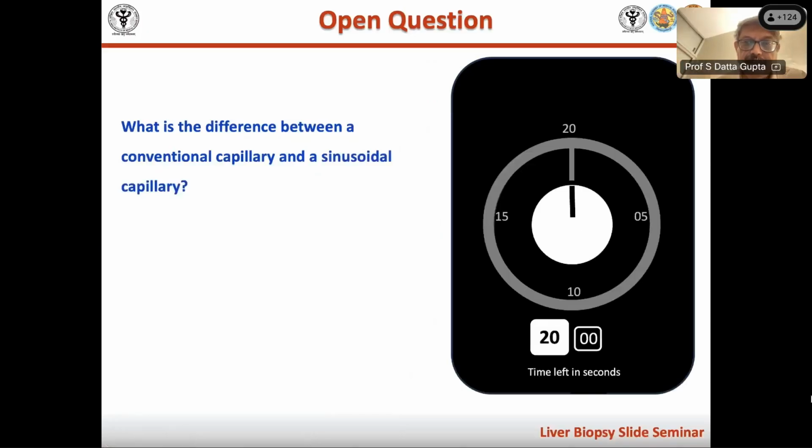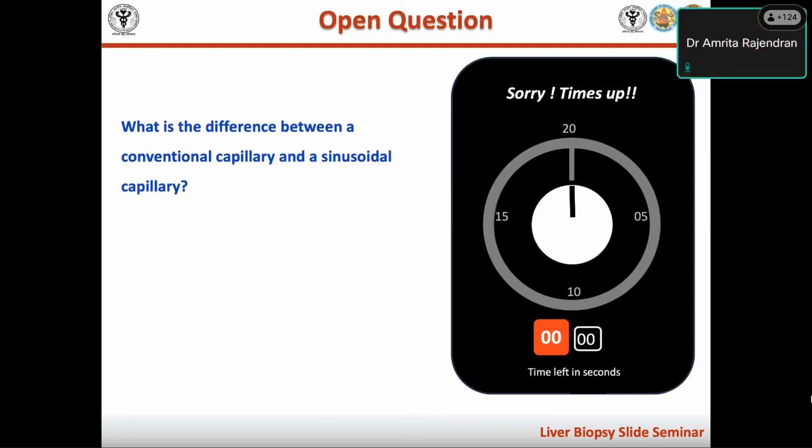So now, residents, anyone, including third years: difference between conventional capillary and sinusoid, open to all. I have been talking only about sinusoid. Anybody has written anything, Ruchi? So nobody has written anything yet. Oh God. Anybody would like to tell? Rachita has written slowest flow. Anything else? Fenestrated. Saloni, fenestrated. Very good. Flow velocity.